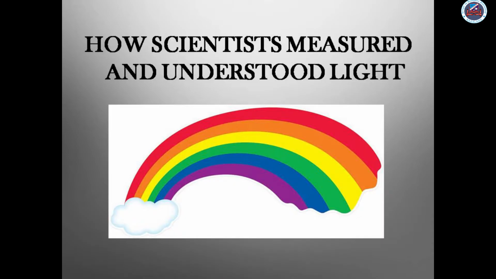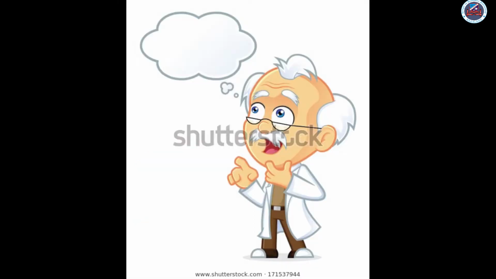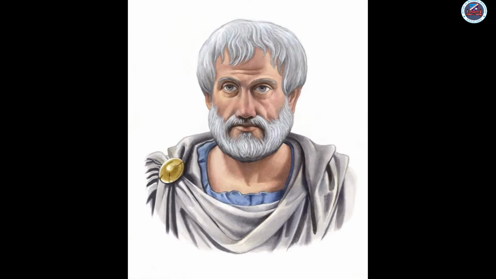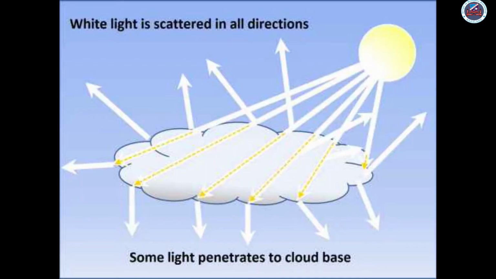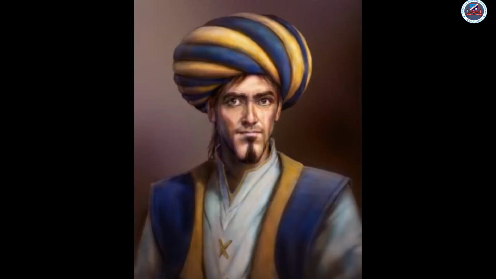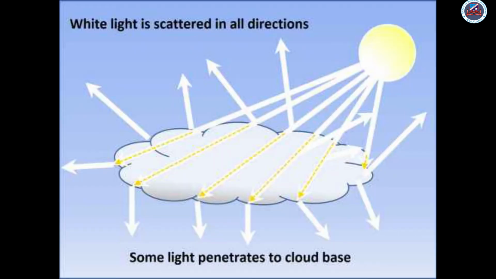How scientists measured and understood light. Different scientists had different concepts about light. For example, rainbows. People did not know how rainbows were formed. So, Aristotle, a Greek scientist, thought a rainbow was caused by clouds reflecting light at a certain angle. 500 years later, Islamic scientist Ibn al-Haytham thought that a rainbow was like a reflection in a mirror. The clouds were like a mirror with the sun reflecting off the clouds.